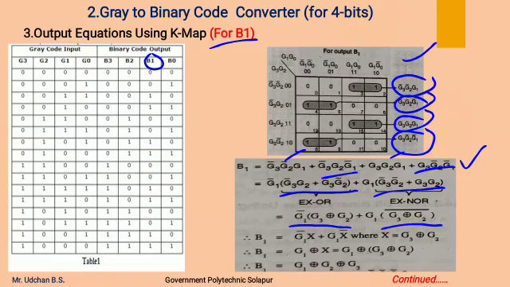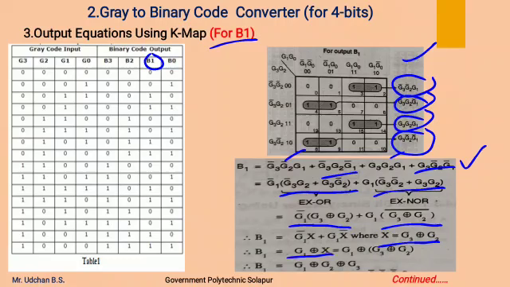Again, G3 XOR G2 is put as X. So the equation will become G1 bar X plus G1 X bar, which again looks like an expression for an XOR gate. So the equation is G1 XOR X. The value of X is G3 XOR G2. We put that value in this equation, we can get G1 XOR G3 XOR G2. So for B1 we can have the equation as G1 XOR G2 XOR G3.